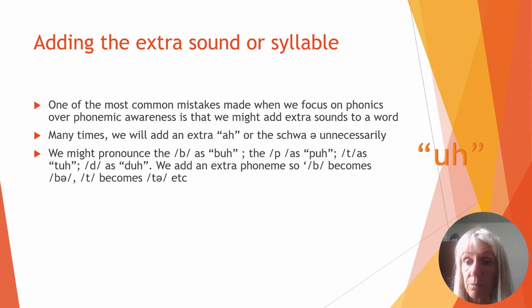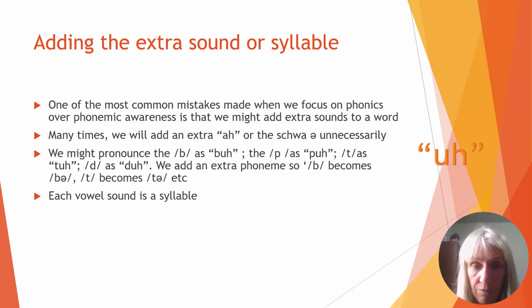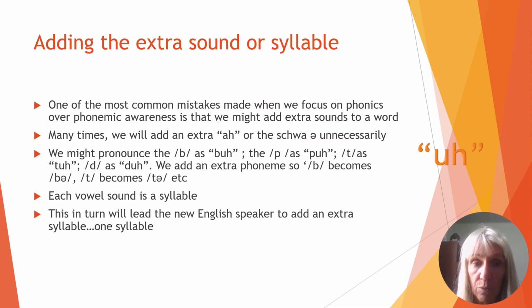And T can become tuh. So B often becomes buh, P often becomes puh, T often becomes tuh, D often becomes duh, and we might add the extra phoneme, so B becomes buh, T becomes tuh, and you can see in the phonetic notation how that changes the phonetic notation, and if it changes the phonetic notation, it's changing the way we're perceiving the word. So we've got to be careful about that. Each vowel sound, remember, is a syllable. So when I add that extra vowel sound, I'm creating an extra syllable. And that's going to cause a host of problems in your understanding of English.